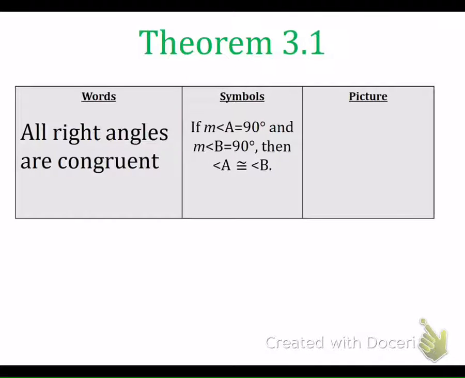So here is the first theorem. The way they number these is what chapter it's in and which theorem it is. So this is the first theorem in chapter 3, theorem 3.1. This isn't universally known as theorem 3.1. You're not going to go to college and say, well, back when I learned theorem 3.1. This is just what it's called in our book, okay? But this theorem says that all right angles are congruent.